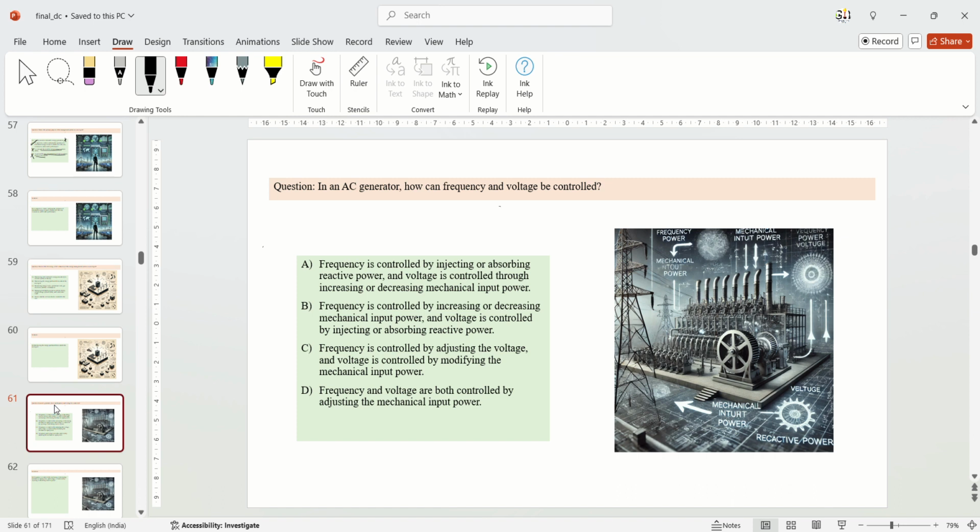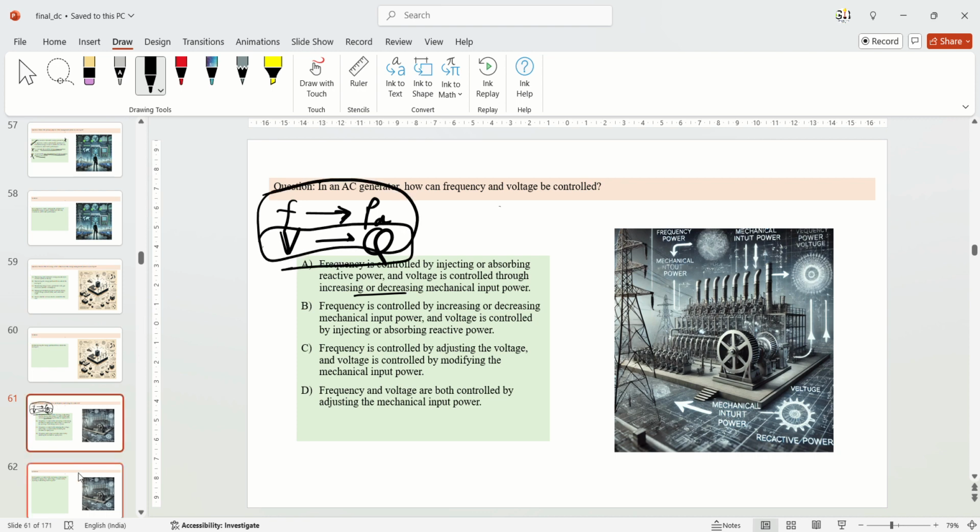Here is one question related to frequency and voltage. Here you just have to know that frequency operation is strongly coupled with active power, and voltage control is through reactive power. You can maintain the frequency by increasing and decreasing mechanical power, and if you want to control the voltage, you have to inject reactive power. These are the two things you have to remember.